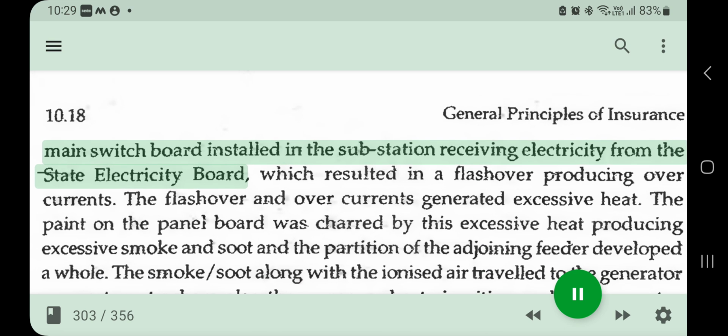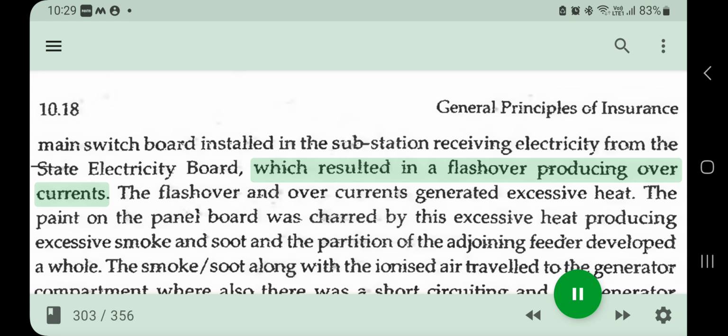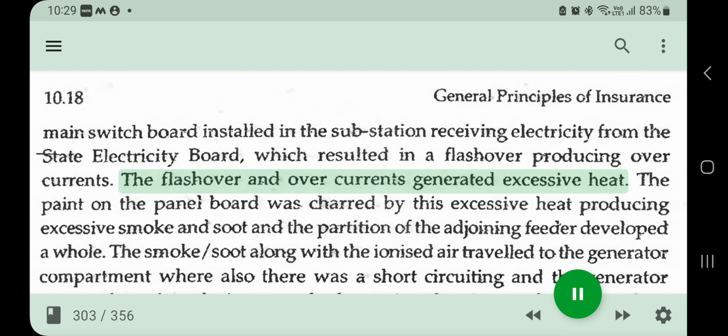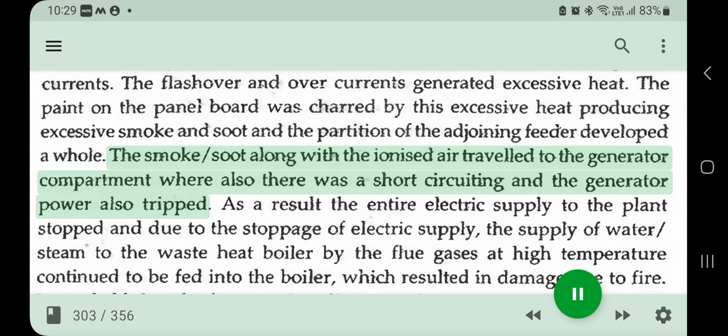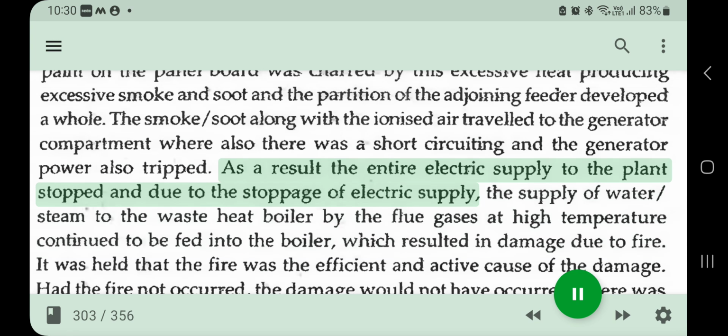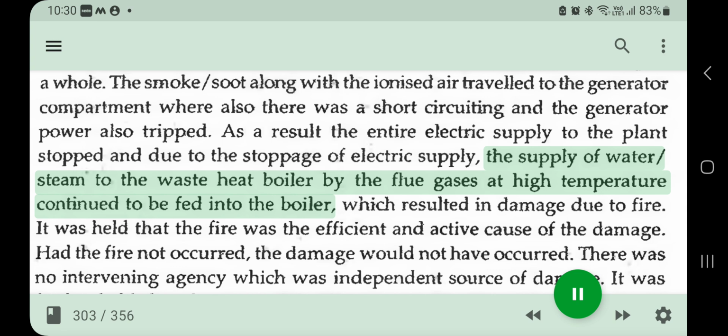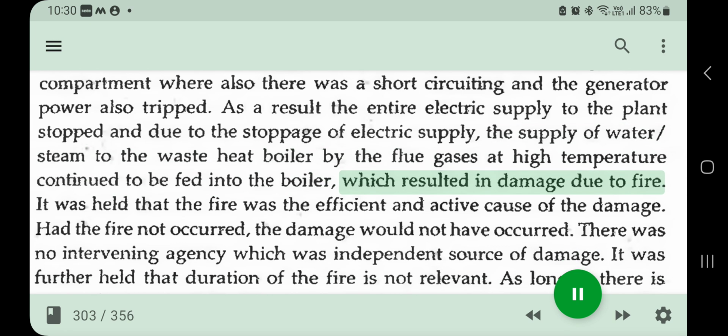Main switchboard installed in the substation receiving electricity from the State Electricity Board, which resulted in a flashover producing overcurrents. The flashover and overcurrents generated excessive heat. The paint on the panel board was charred by this excessive heat, producing excessive smoke and soot, and the partition of the adjoining feeder developed a hole. The smoke, soot along with the ionized air traveled to the generator compartment, where also there was a short circuiting and the generator power also tripped. As a result, the entire electric supply to the plant stopped, and due to the stoppage of electric supply, the supply of water, steam to the waste heat boiler stopped, while the flue gases at high temperature continued to be fed into the boiler, which resulted in damage due to fire.